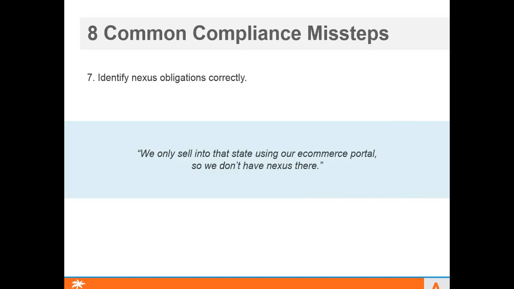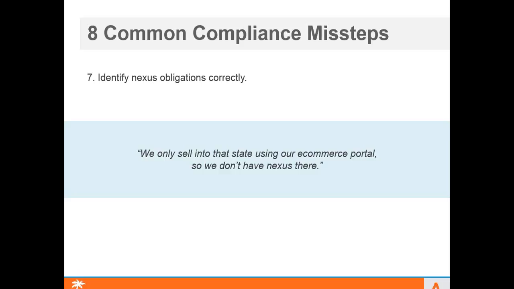So when we come to number 7, we have identify Nexus obligations correctly. A common statement: we only sell into that state using our e-commerce portals, so we don't have Nexus there. As I mentioned, the long-established Supreme Court case of Quill Corporation versus North Dakota in 1992 set the ground rules, saying you don't have to collect sales tax unless you have some significant physical presence there. And as I mentioned before, significant physical presence is starting to change.